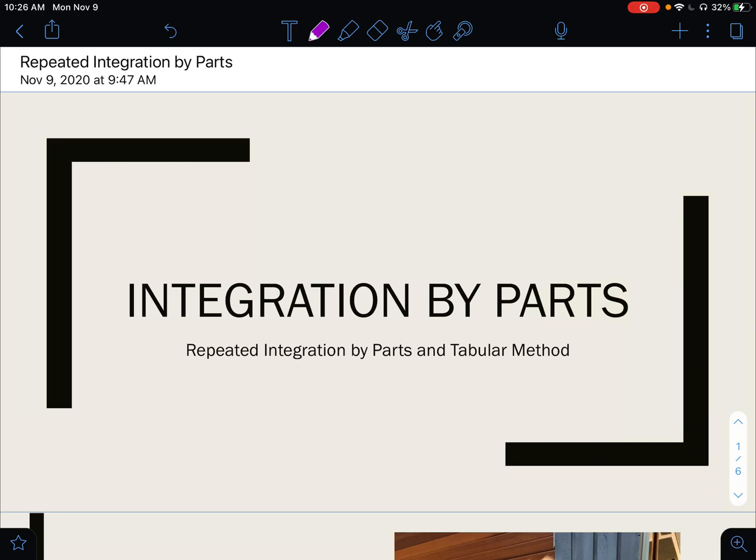All right, as promised, here are a few more examples of repeated integration by parts using the tabular method, and I'll have one example of a u-sub integration by parts combo.